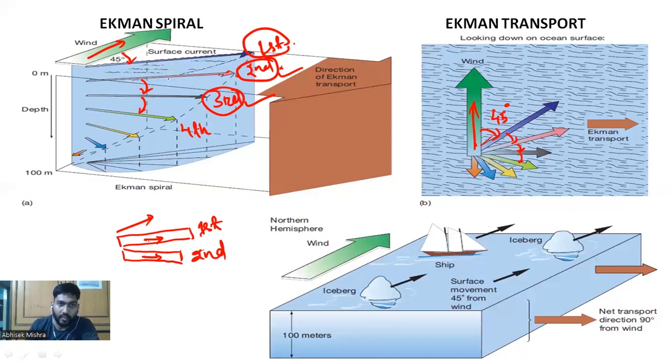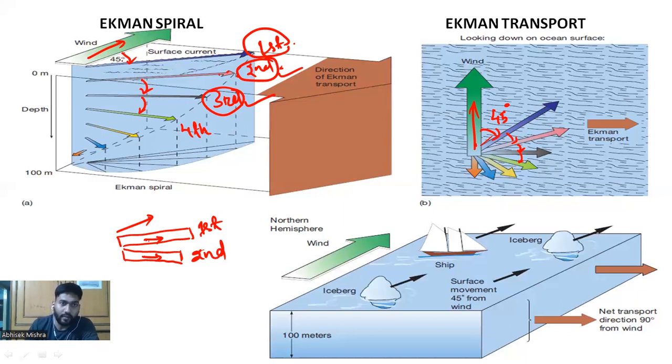So this direction you can see, the direction is changing from each layer to the bottom layer. And it is going towards the right and then right and then right, and it will go on. So up to how much depth will this water layer move? Is it going till the ocean bottom? No. So how much depth? Up to how much depth will this movement affect?